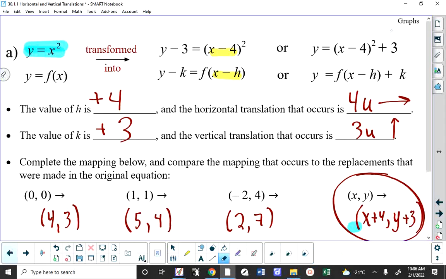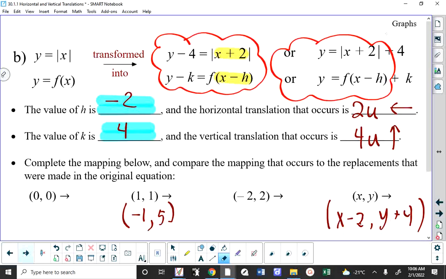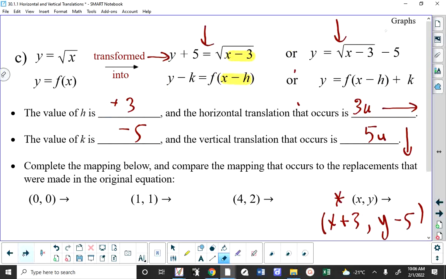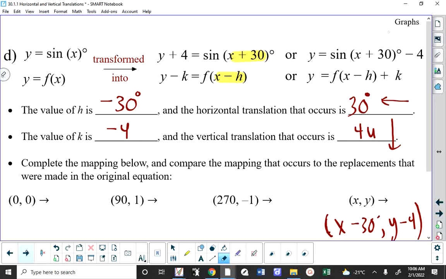And my question is, why don't we write squared on that x minus h? And why don't we write absolute value around this x minus h? And why don't we put square root of x minus h? And I don't know if anybody knows the answer to this question. Why don't we put sine of x minus h? Go ahead, Ian.